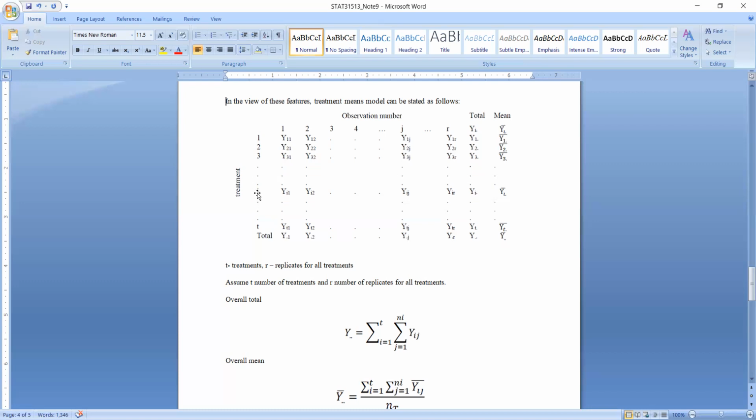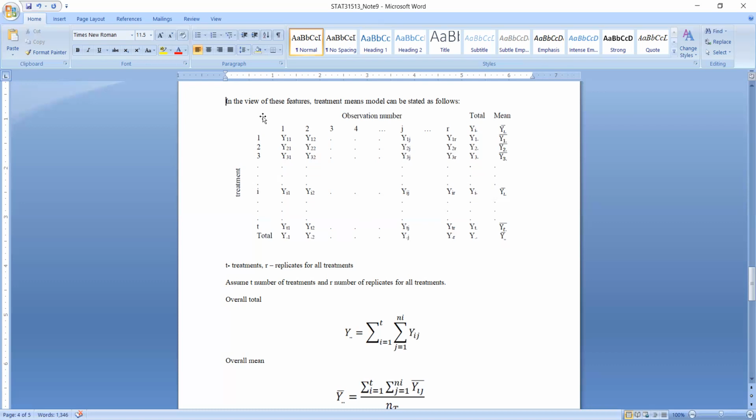If you look at the ith treatment, and here if you look at this jth observation, so for this particular experimental unit, we have given the ith treatment, and that's the jth value. So you can denote it as Yij.